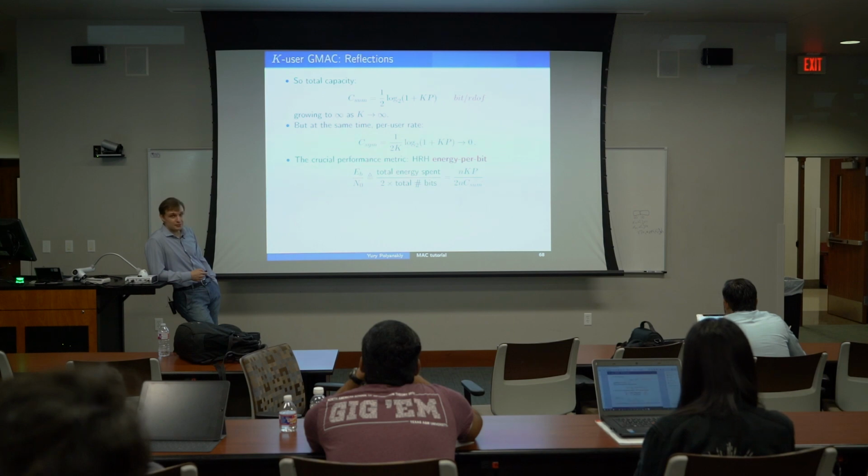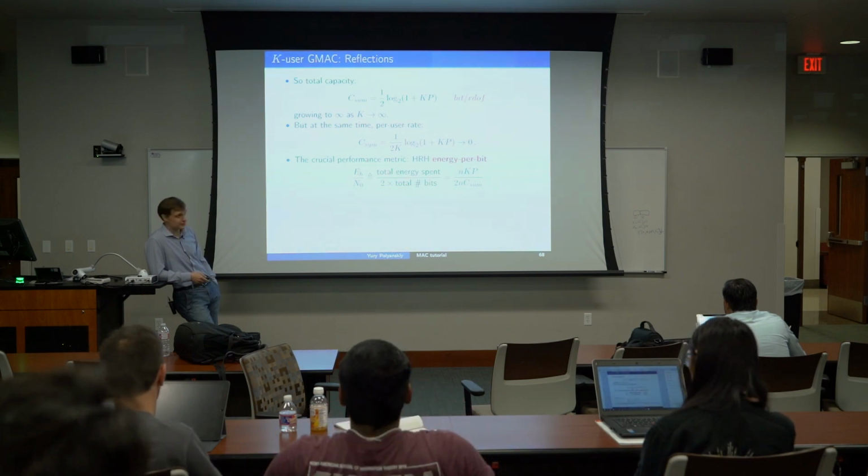So let's look at this a little bit more carefully. What about the per-user rate? It's also the largest symmetric rate in this case. If you divide this by K, then you see logarithmic growth is nothing compared to the 1 over K decrease. So actually the symmetric rate goes down to 0 very, very quickly. So even though many users is a good thing from the point of view of the system performance, the per-user performance actually suffers.